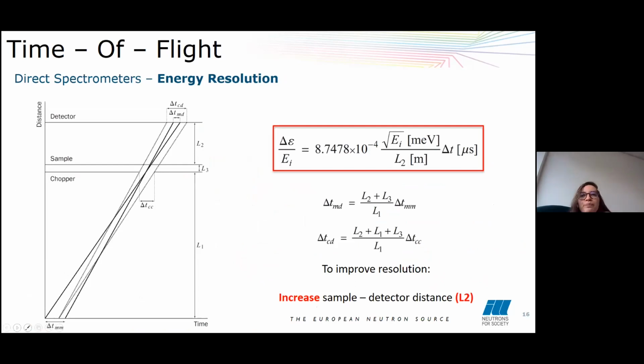Well, as I mentioned before, to know the energy resolution of these instruments is actually very important. So it can be obtained by this formula here, where L2 is the distance between the sample and the detector, and delta T is the pulse width at the detector. So to optimize resolution, the distance between the sample and the detector is made as long as possible. The only limit would be, of course, the expense and the availability of space.